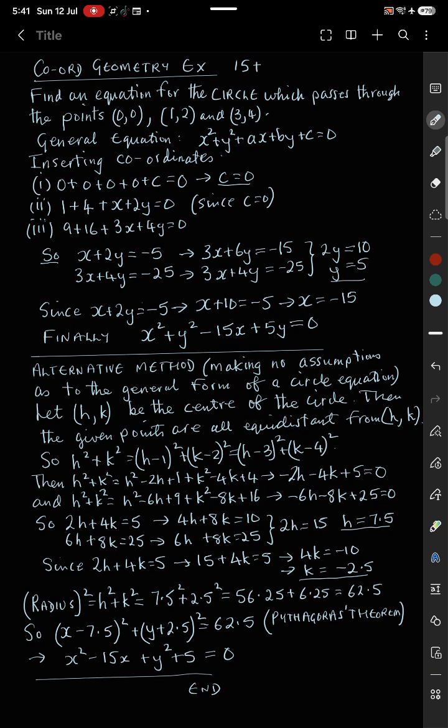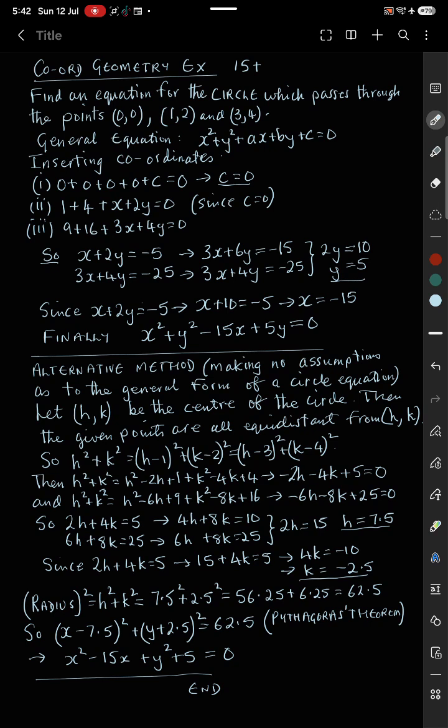So those equations simplify as a plus 2b equals minus 5, and 3a plus 4b equals minus 25. Multiplying the first equation through by 3, we get 3a plus 6b is minus 15, and leaving the second equation as it is, we get 3a plus 4b is minus 25, and by subtraction we get 2b equals 10 and b equals 5. Now, since a plus 2b equals minus 5, a plus 10 equals minus 5, which means a is minus 15, and then finally x squared plus y squared minus 15x plus 5y is 0.